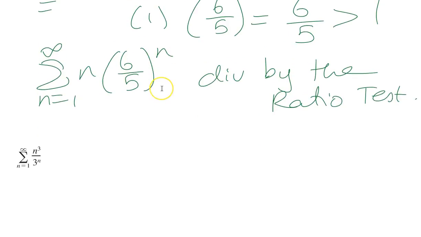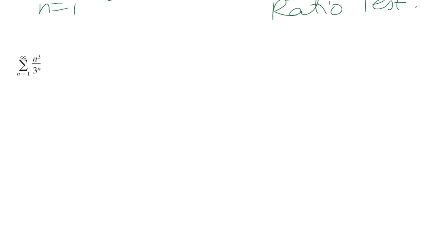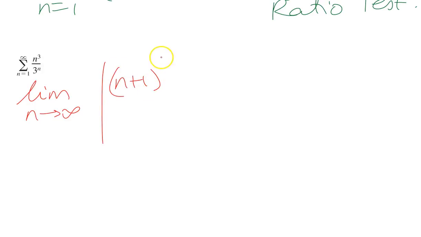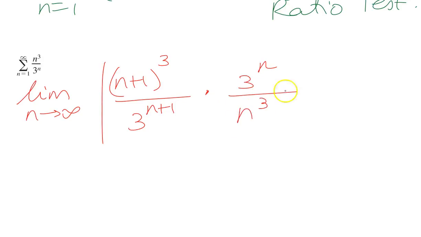Right? Okay. Determine the convergence or divergence of this one by the ratio test. Let's find the limit as n goes to infinity of, what's an plus 1? n plus 1 cubed over 3 to the power n plus 1. Flip it, 3 to the n over n cubed. So an plus 1 divided by an, in other words.